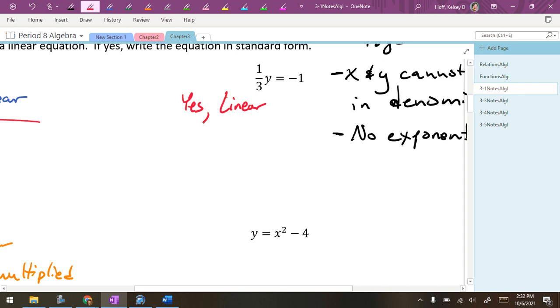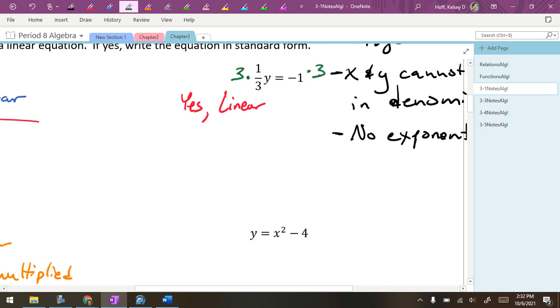If I want to write this in standard form, what rule are we breaking right now? Fractions. So how do I get rid of fractions? Multiply by the denominator. You don't want to flip it because if it's 2/3 and you multiply by 3/2, you end up still with a fraction, right? The part of the fraction we hate is the denominator. So we're just going to multiply by the denominator of 3. But whatever you multiply by 3 on one side, you have to multiply everything by 3. So when I multiply by 3, what do I end up with? 1y equals -3 because your 3's cancel here, yes?